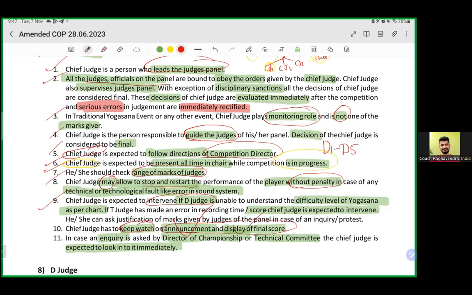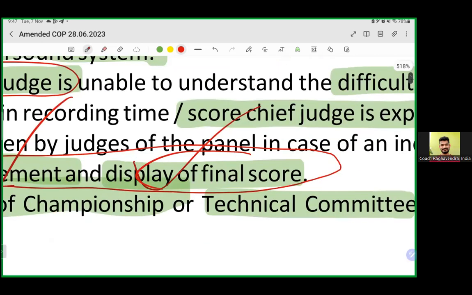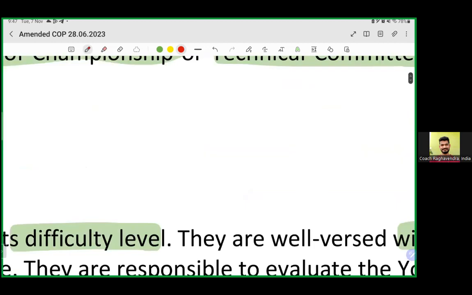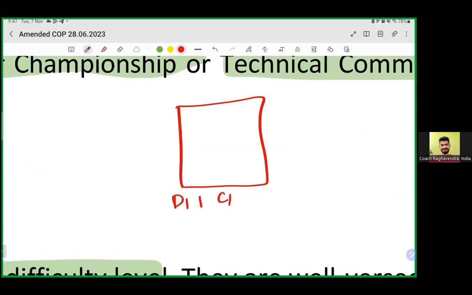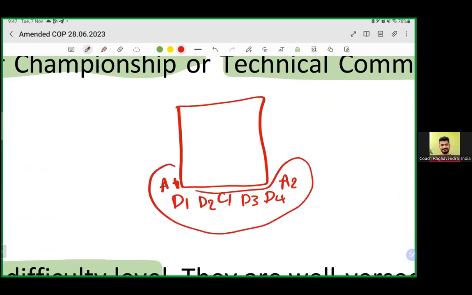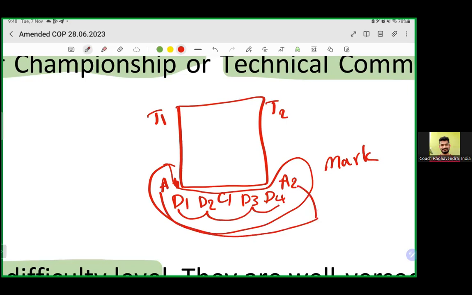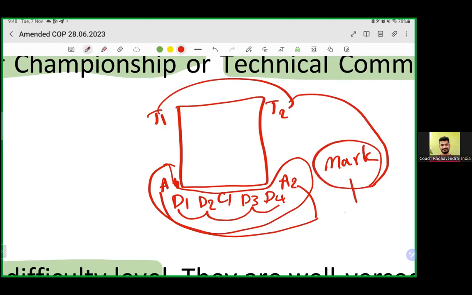So what is the display of final score? We have to understand it in a little bit better way. Let's say for example, as we understood, there is a judge panel, there is a chief judge, there are difficulty judges 1, 2, 3, 4 and 2 artistic judges. And the time judges also, time 1, time 2. Let's say all these people give marks: marks given by difficulty judges 1, 2, 3, 4, artistic judges 1, 2 and time judges 1, 2. All the marks come together as the marks of that particular athlete.